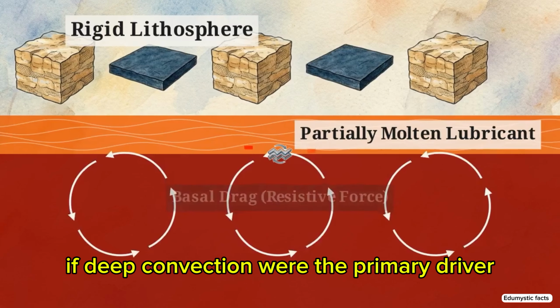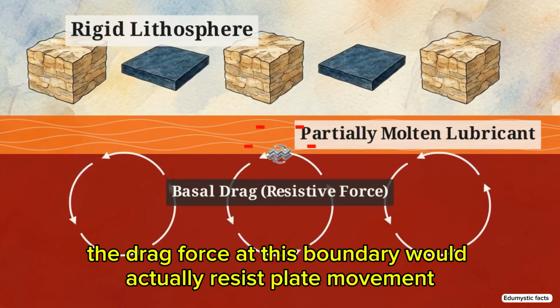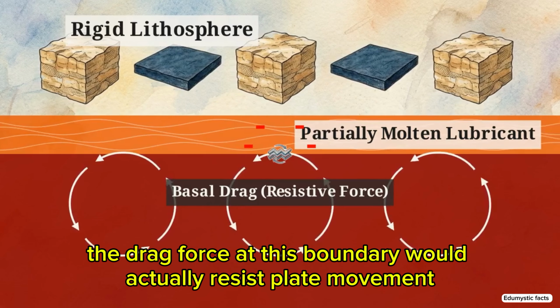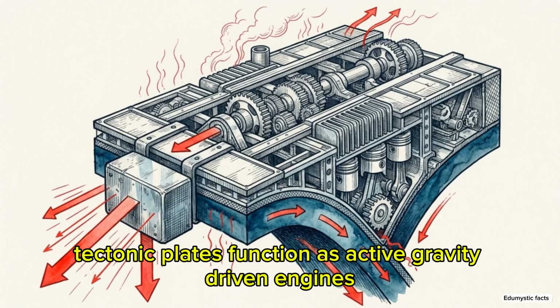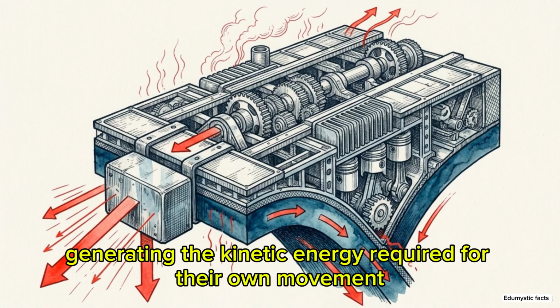If deep convection were the primary driver, the drag force at this boundary would actually resist plate movement rather than propel it. Tectonic plates function as active, gravity-driven engines, generating the kinetic energy required for their own movement.